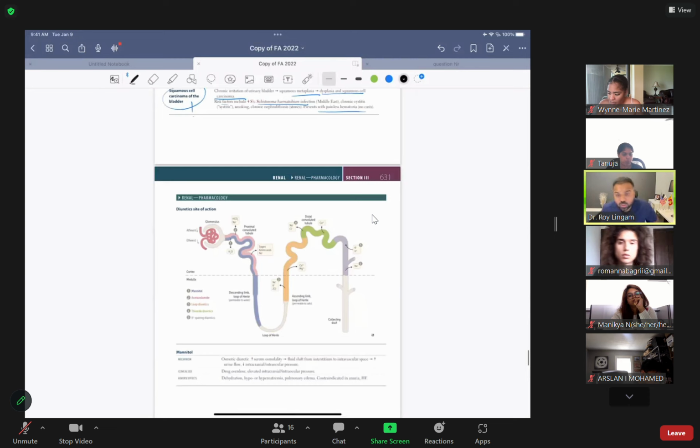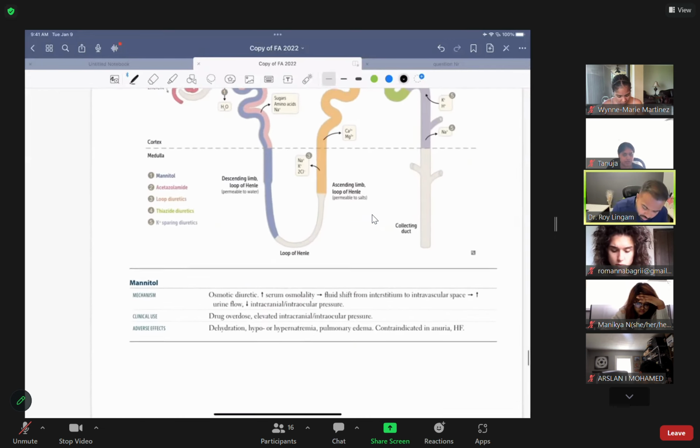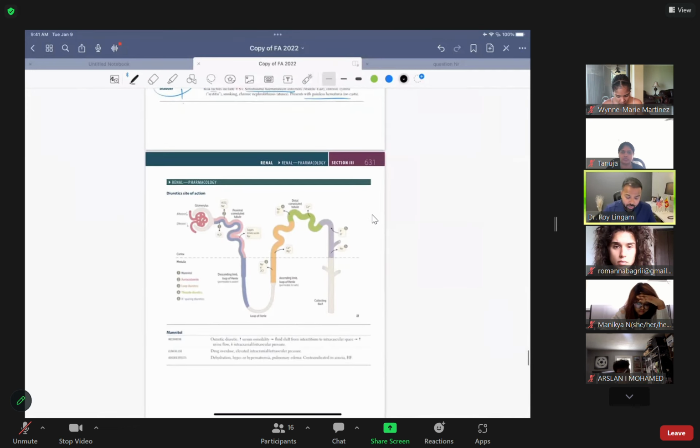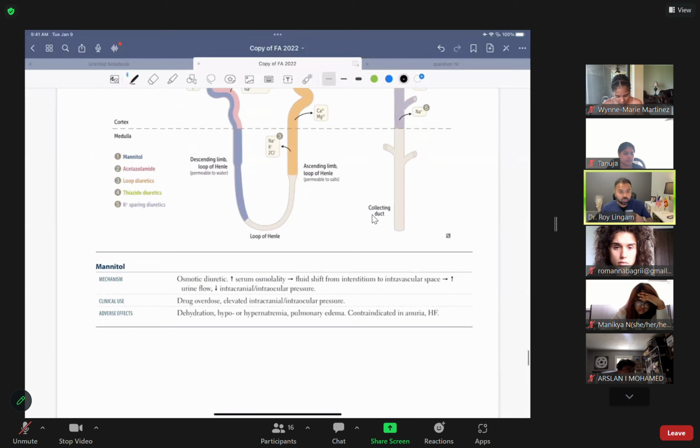Okay, go to this page. Now, let's go here. Page 631.